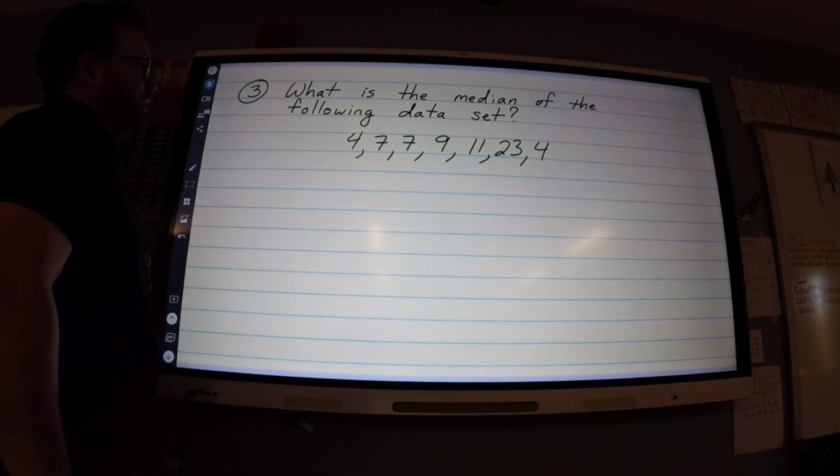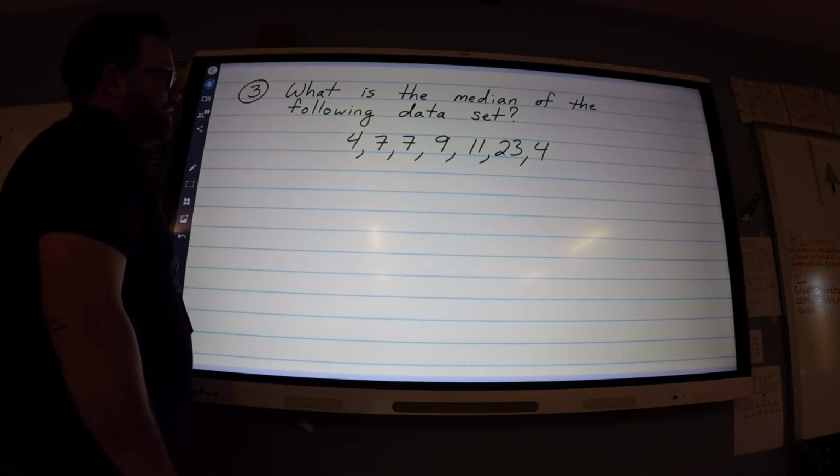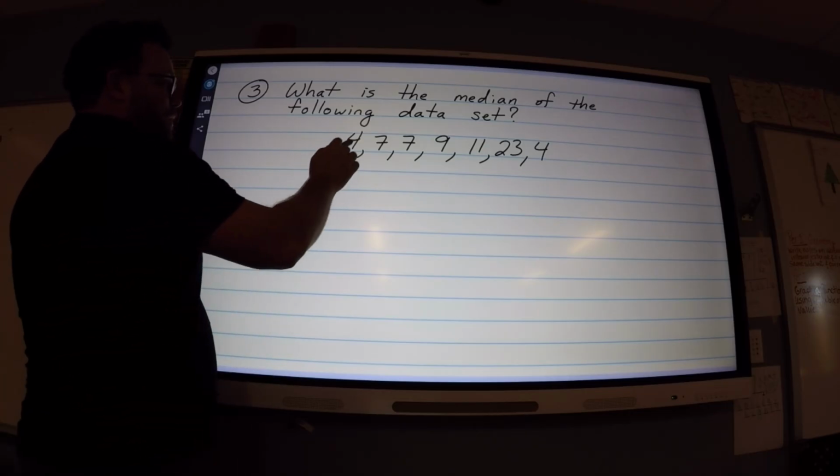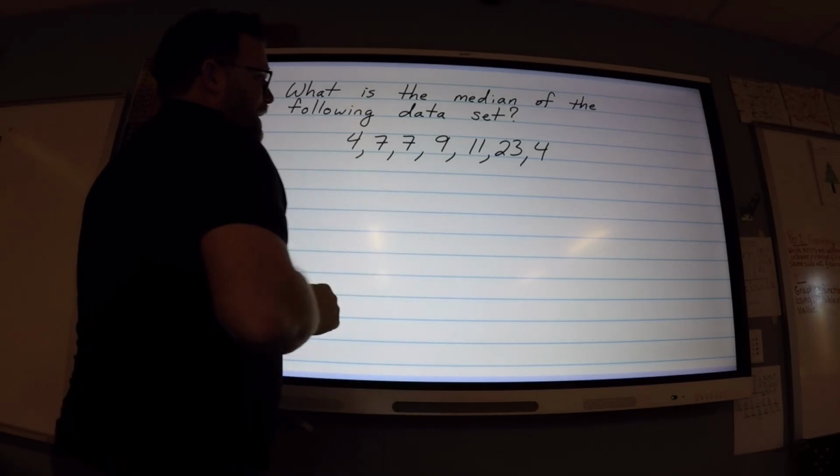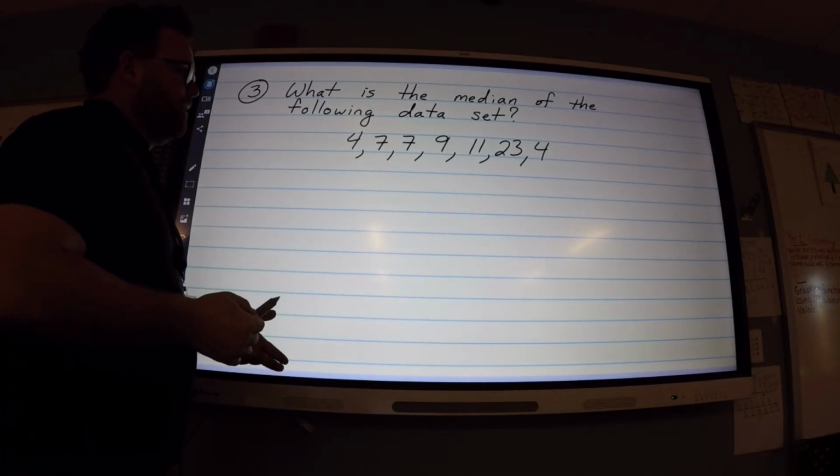Okay, in this problem we're looking for the median of the following data set, and we have the values 4, 7, 7, 9, 11, and 23, and 4. Now to find the median, we first want to line these up from least to greatest.